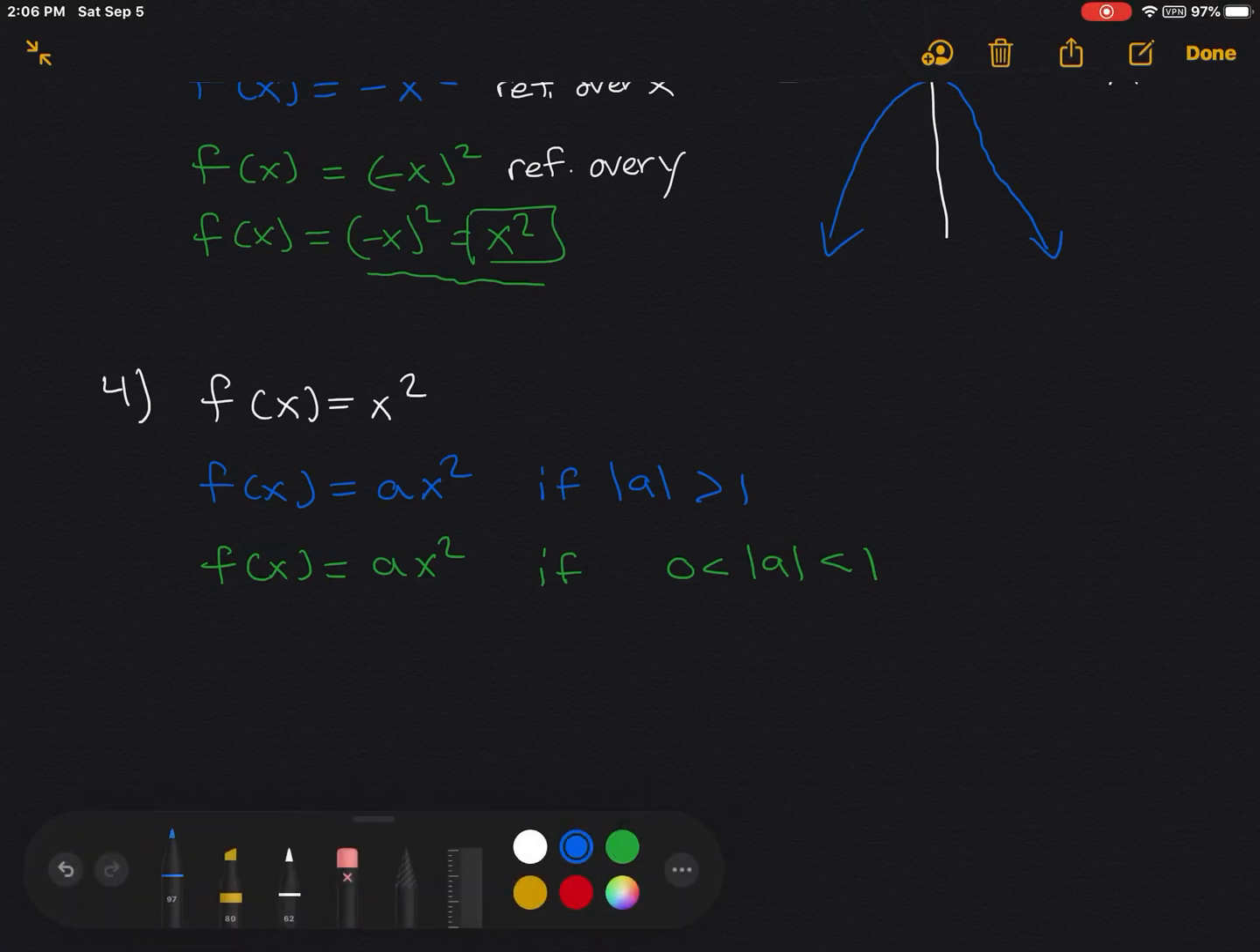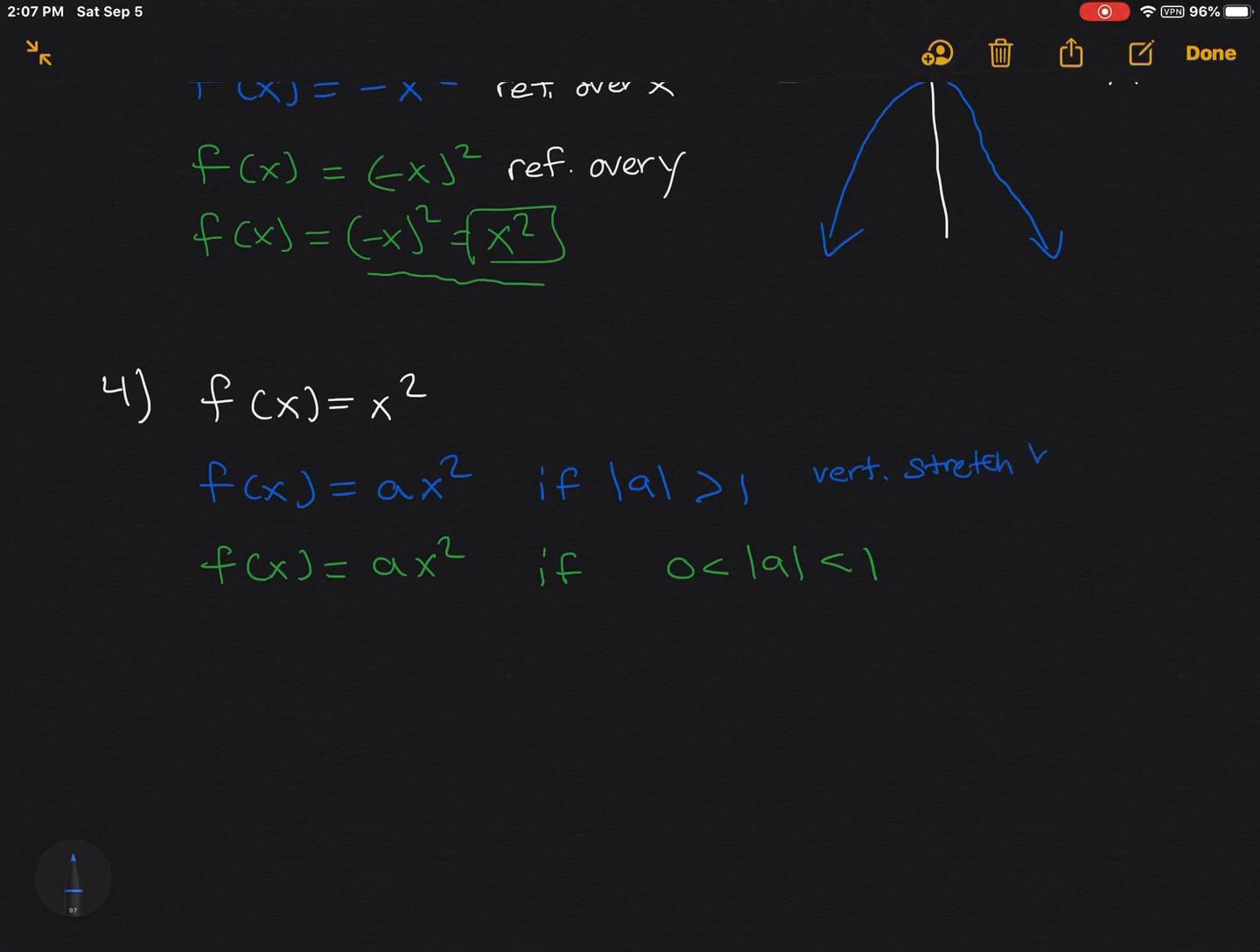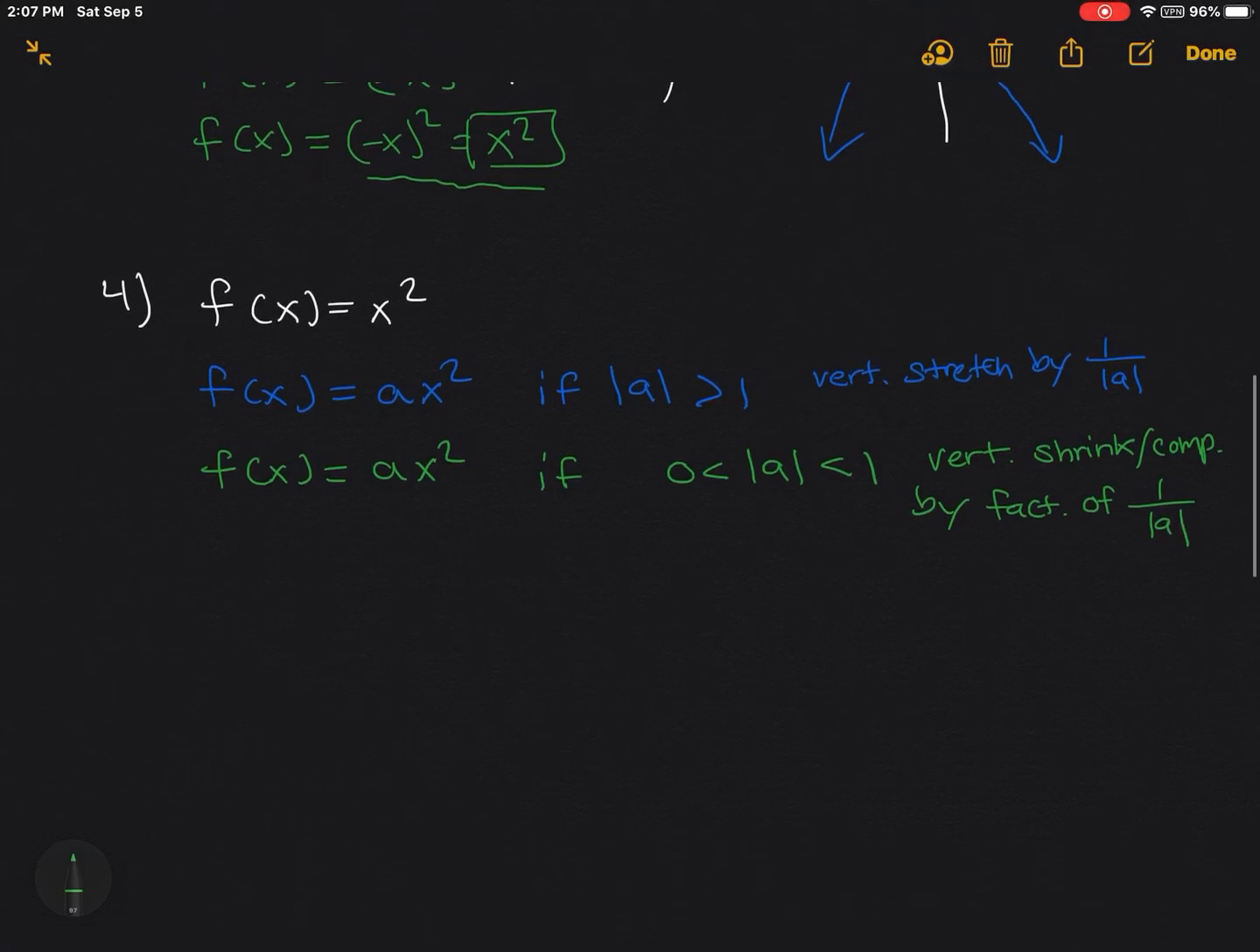Over here, if I ask you, what is this? If the absolute value of a is greater than 1, you would say it's a vertical stretch by a factor of the absolute value of a. And over here, for the green function, if a is between 0 and 1, you would say vertical shrink or compression, okay? Either word is fine. I'm going to abbreviate by a factor of the absolute value of a.